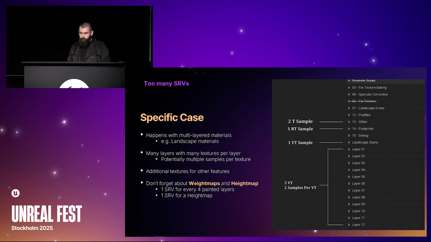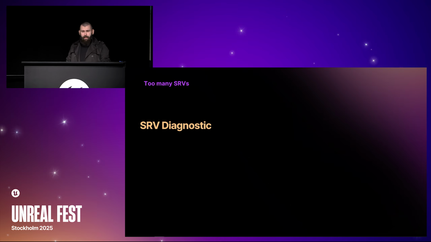But you also must not forget when you are working with landscapes that a landscape itself has some implied texture reads: one for the height map and one weight map for each 4 layers that you paint, because layers are being fed to the RGBA channels of a weight map texture. So it easily accumulates.